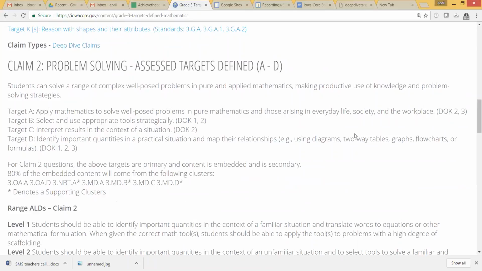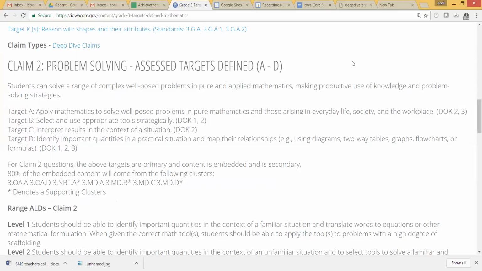Now, this is not the only model, and I'm not saying that this is how you do it. I'm offering this to you as a resource. So as you do your work, you can have a reflective process and say, where is my instruction lining up with implementing those standards and the standards for mathematical practices, and really focusing on the shifts with the rigor, focus, and coherence. So target A is apply mathematics to solve well-posed problems in pure mathematics and those arising in everyday life, society, and the workplace.